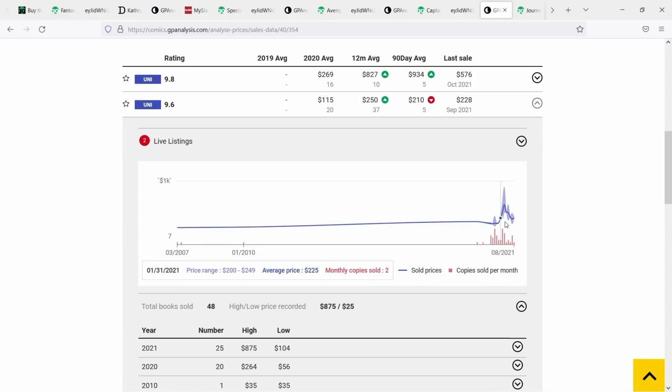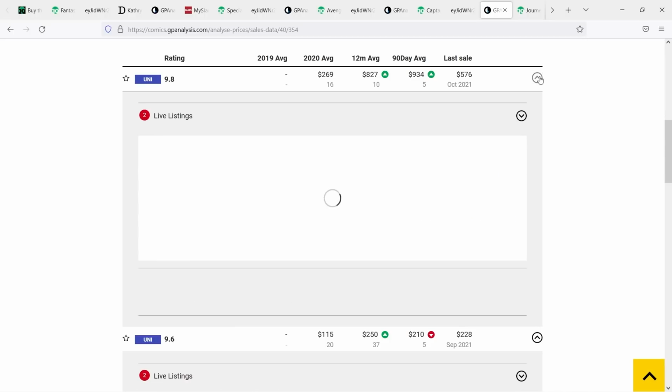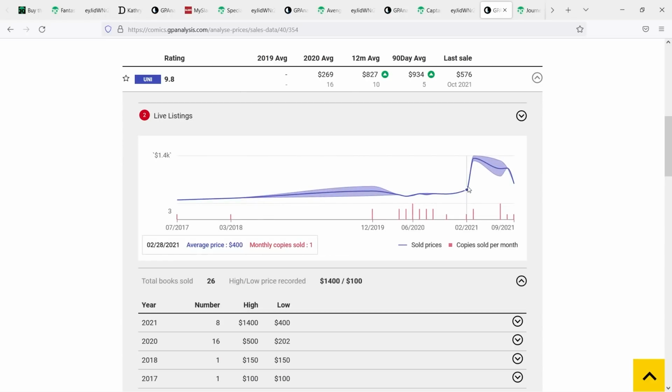Another one here at the 9.6, you can see similar charts. Again, you're at levels pre-2021. And then the 9.8 grade, I believe a similar flow chart here. Yes, a similar chart. You can see it going up during Cap, Falcon and Winter Soldier, and then falling off to the point where now, again, it's still right around 2020 numbers, but slightly above it.